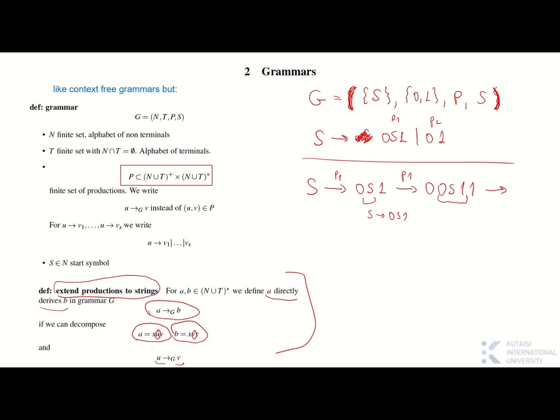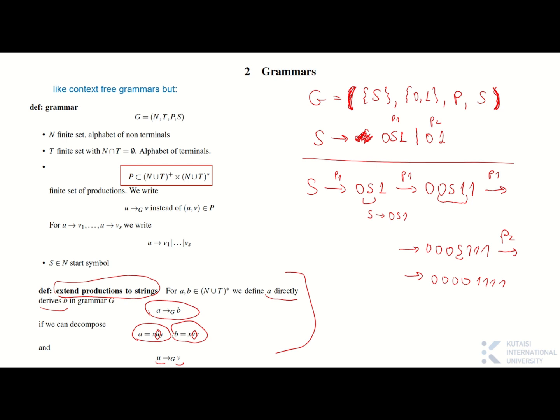I can continue this again, use maybe P1 again, and I can get 0 0 0 S 1 1 1. And now let's use P2. P2 means that instead of S here, I can substitute just 0 1 without S, and I will get 0 0 0 0 1 1 1 1. And the derivation in my grammar is exactly this long sequence here, where I apply my rules again and I end up with terminals.